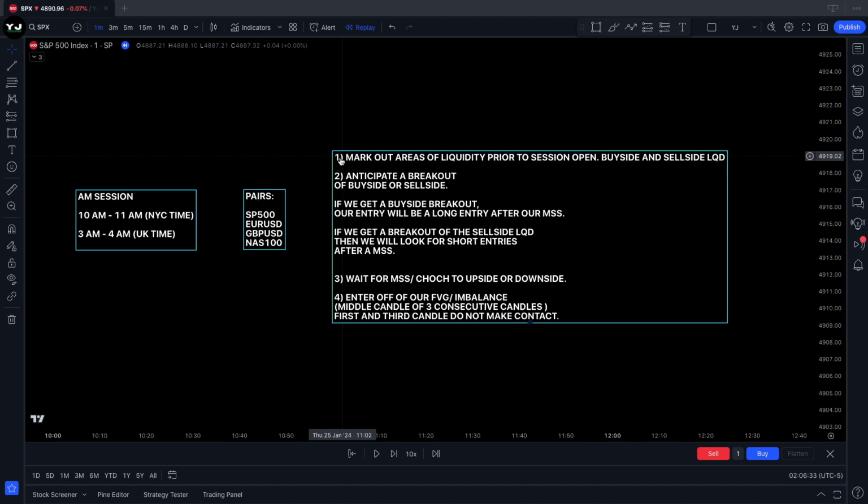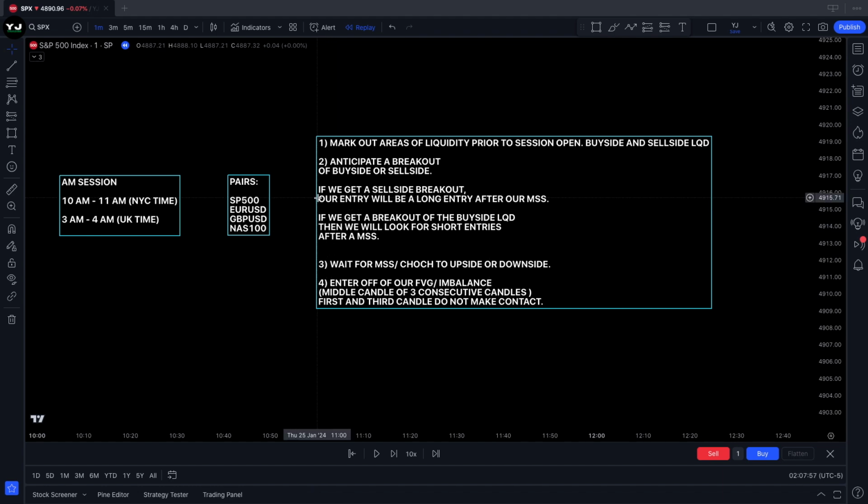So step one is to mark out areas of liquidity prior to the session open. This includes buy side and sell side liquidity. Step 2, anticipate a breakout of buy side or sell side liquidity. So if we happen to get a sell side breakout, our entry will be a long entry after our market structure shift. Our sell side liquidity is the liquidity that is usually at the bottom.